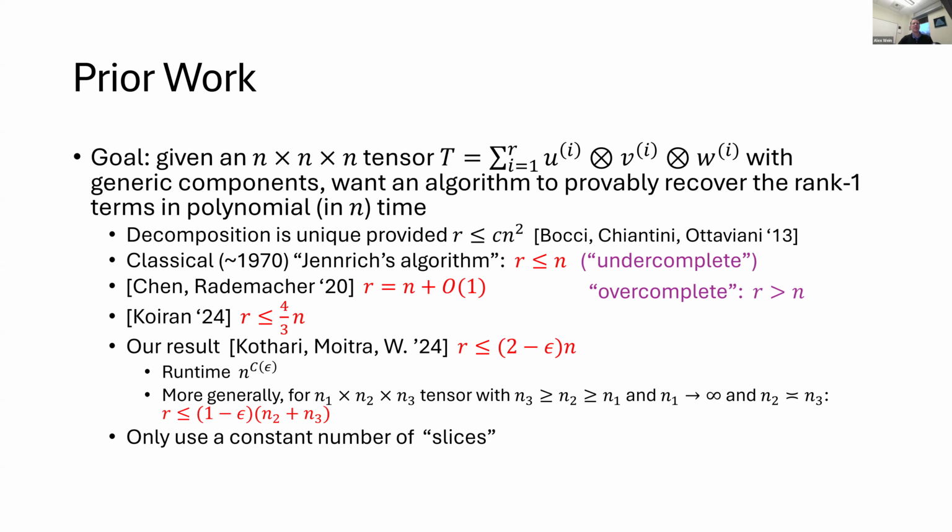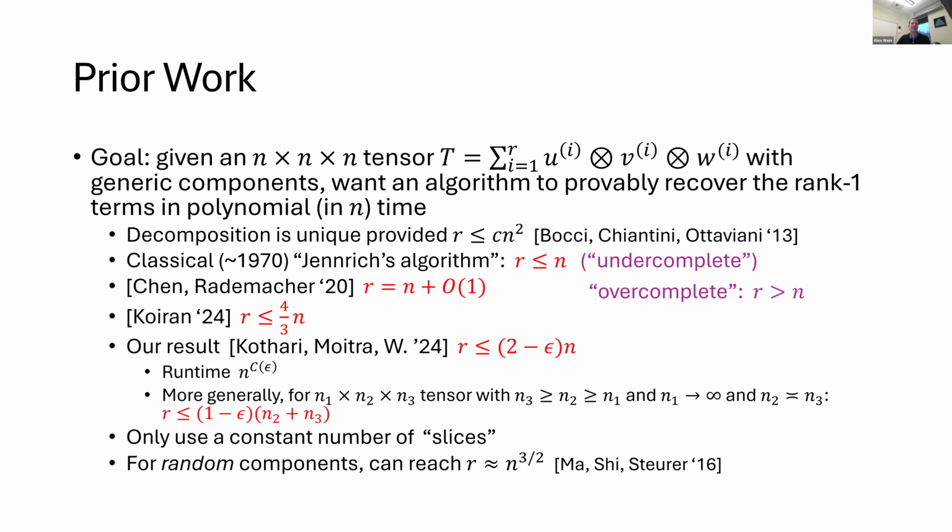And all of these algorithms have sort of a funny feature, which is that they only actually use a constant number of slices from the tensor. And yeah, we don't know how to fully exploit more slices if we're given them. And so all these algorithms also apply to tensors that are n by n by constant.